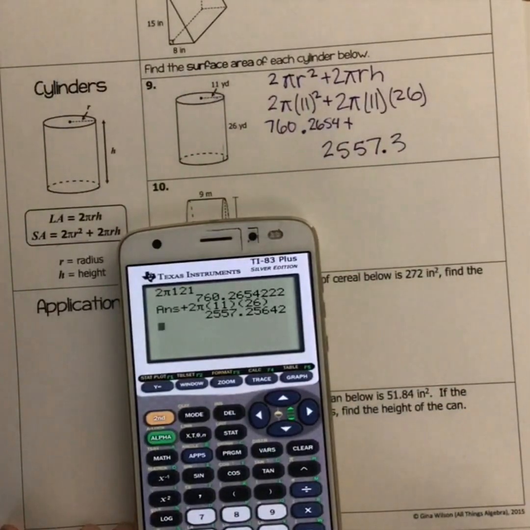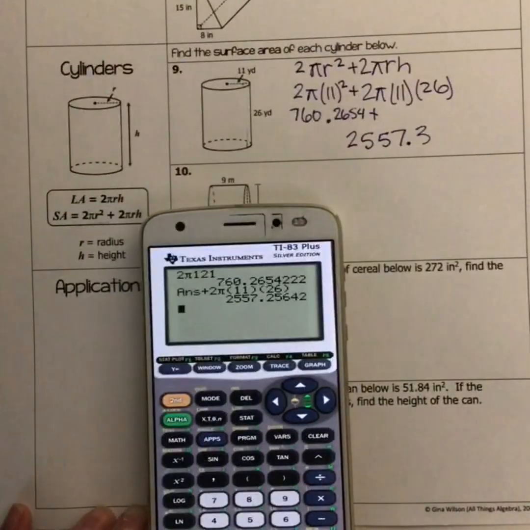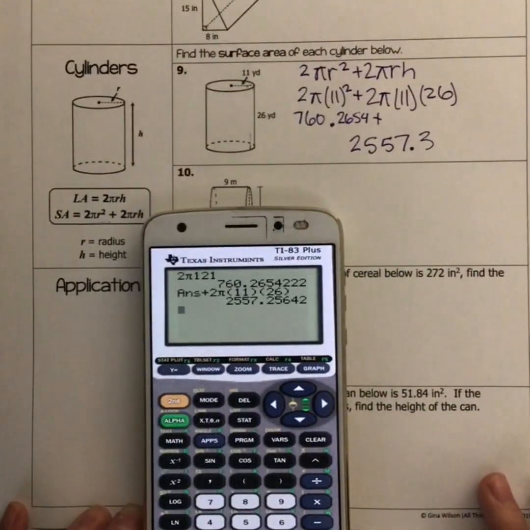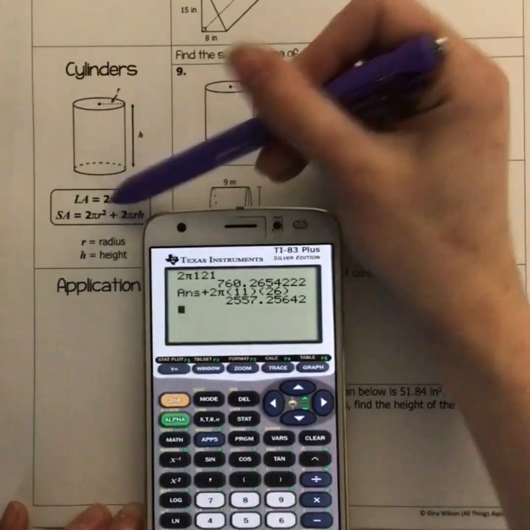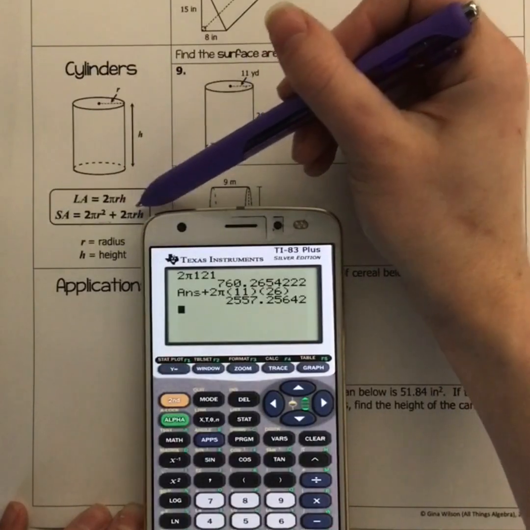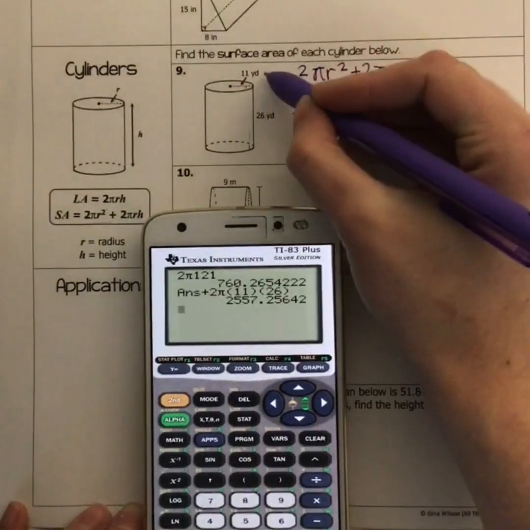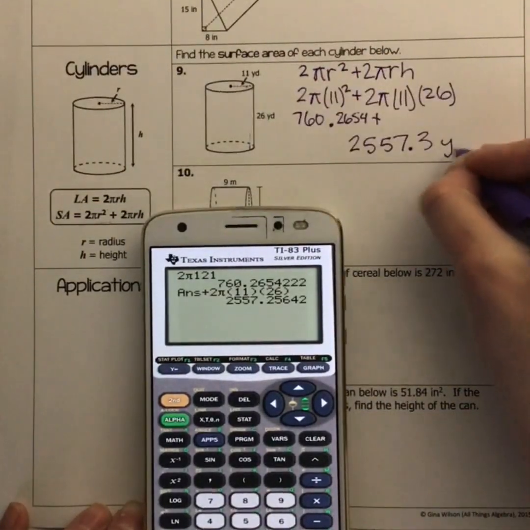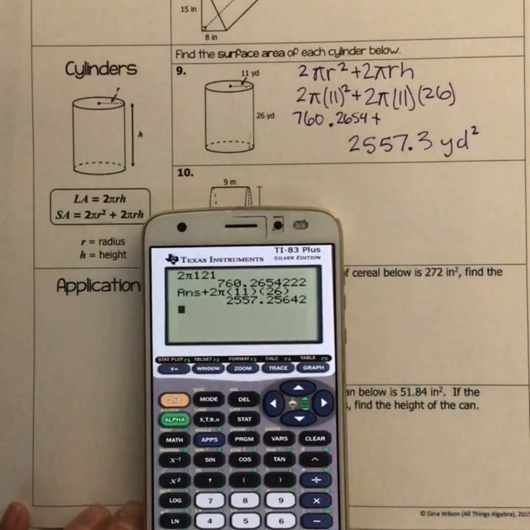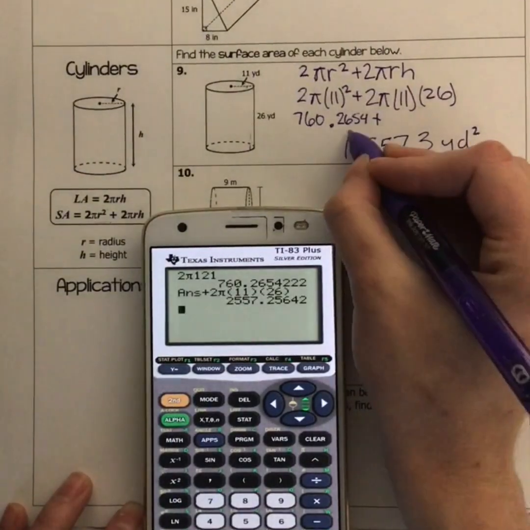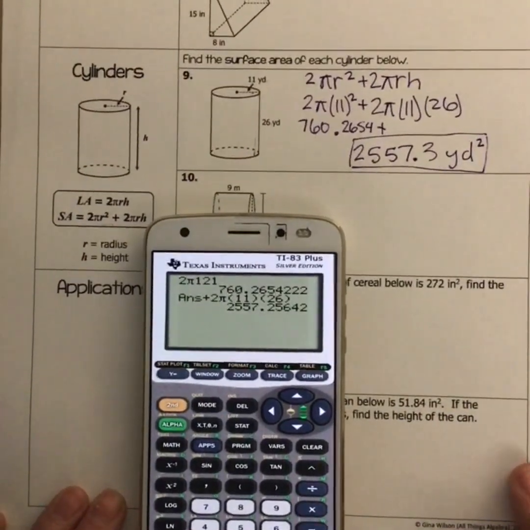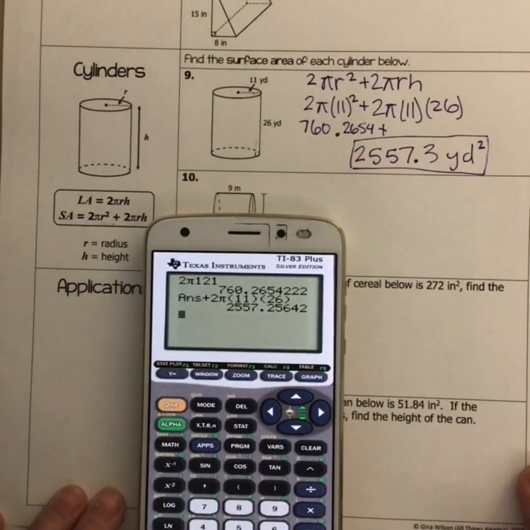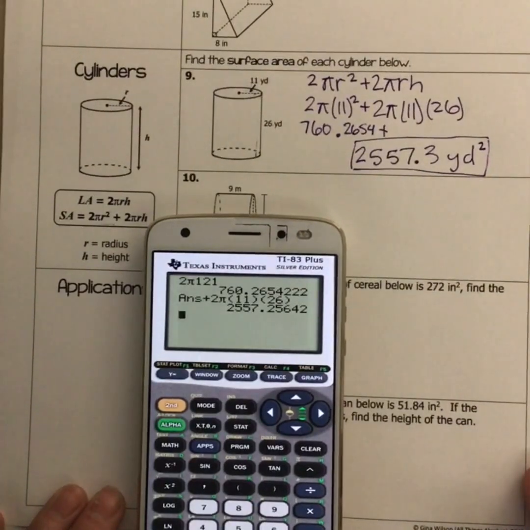The important thing is what units we're going to use for this. And since we're talking about surface area, we have our r squared here as well as our r times h. Our units are yards squared. Just like when we were talking about regular area, we still have a square on our unit. So we know that that is going to be 2,557 and 3/10 yards squared.